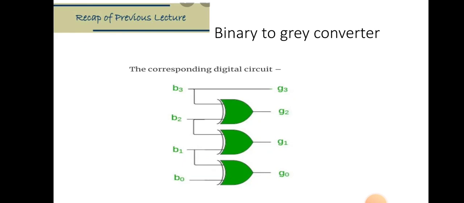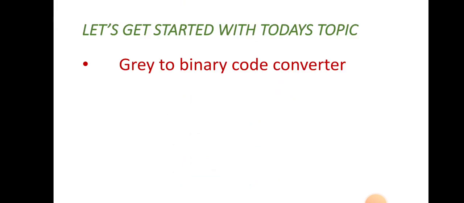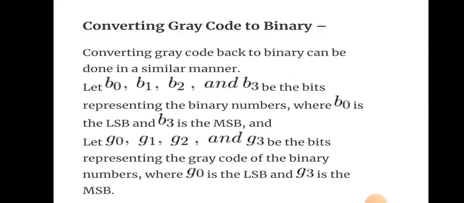Now let's move towards today's topic. So let's get started with today's topic, which is gray to binary code converter. The procedure is exactly same as we have seen in binary to gray code conversion. So first we will see how to convert the gray code to binary code. Converting gray code back to binary can be done in a similar manner. As I have already told you, the procedure is completely same.